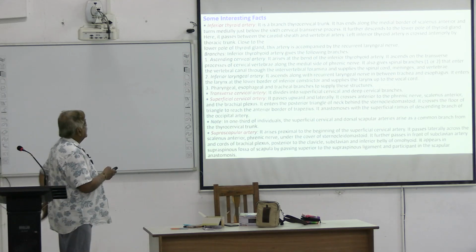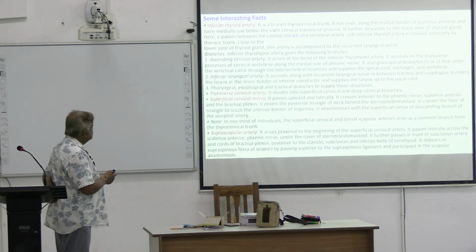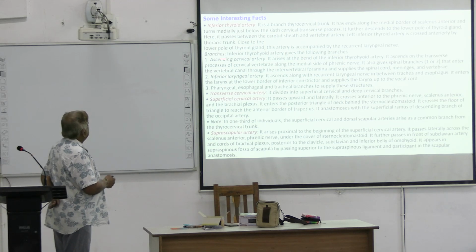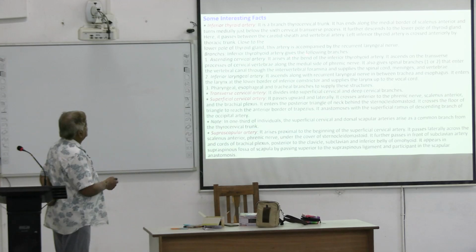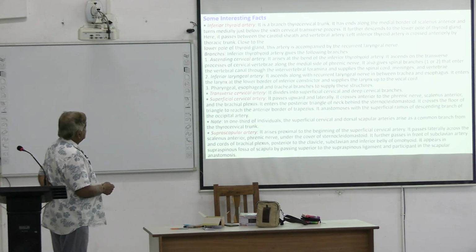Now, the inferior thyroid artery gives the following branches: ascending cervical artery, inferior laryngeal artery, and pharyngeal, esophageal, and tracheal branches to supply these structures. The transverse cervical artery divides into superficial cervical and deep cervical branches.